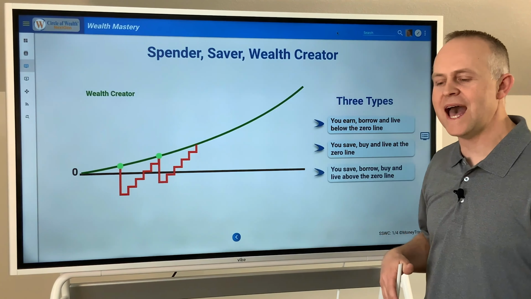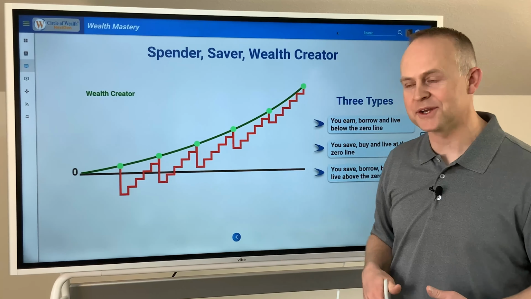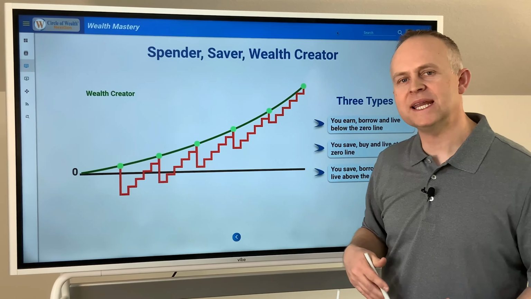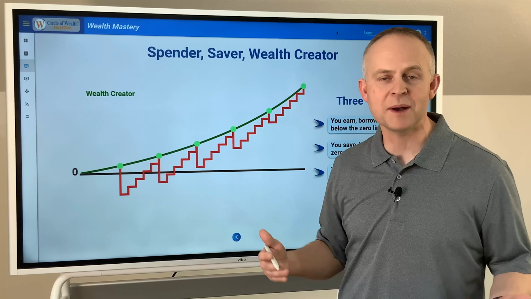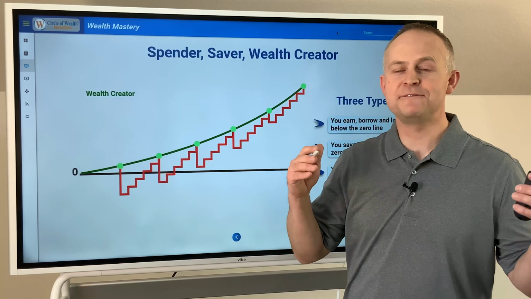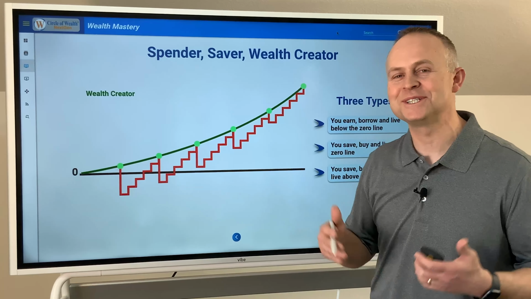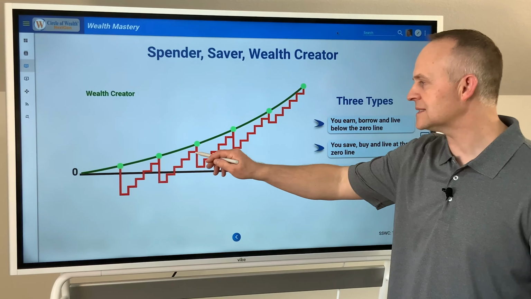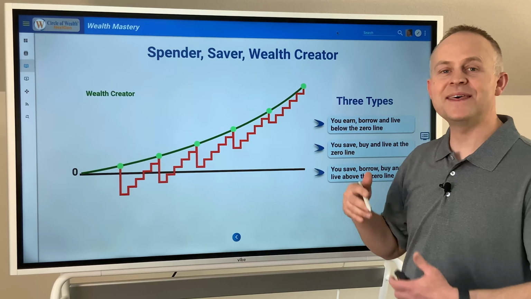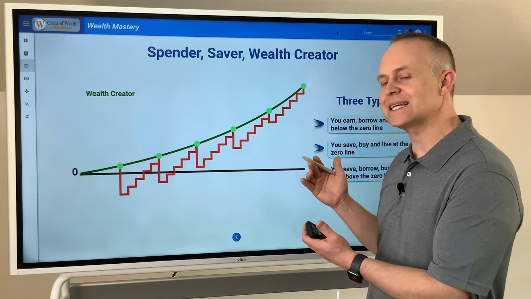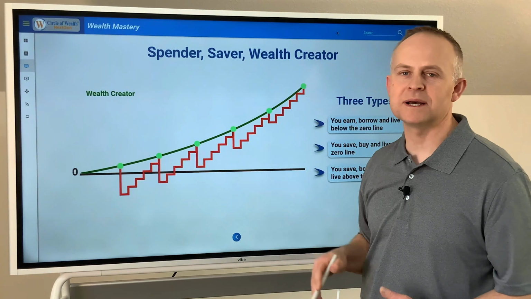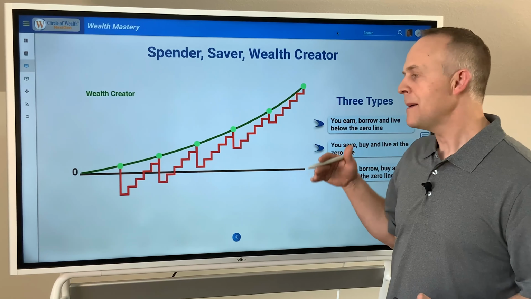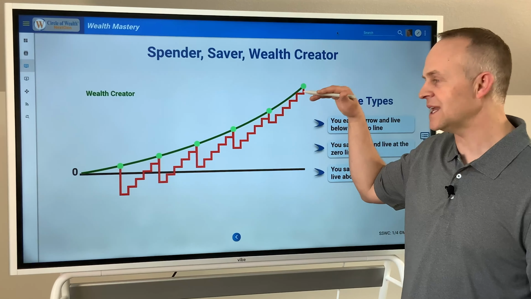Now, finally, we have what we call the wealth creator. Now, the wealth creator actually saves money and allows that money to earn uninterrupted compounding interest. My favorite words in the English language, uninterrupted compounding interest. Their money is constantly growing and compounding, and then they are using that money as collateral to borrow somebody else's money. Now, if they want, they can actually pay back those loans, right? But their money is still compounding interest.